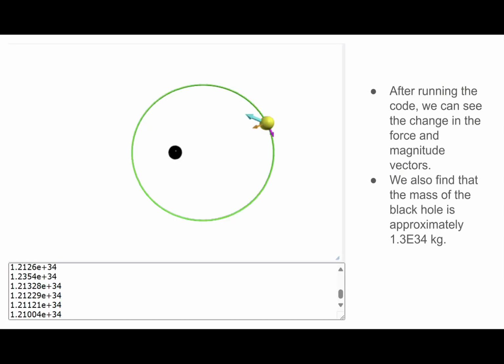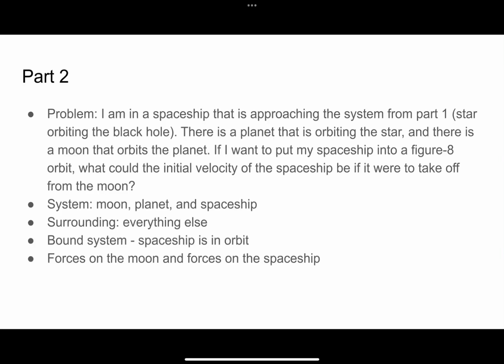When we run the code, we are able to see the change in the vectors for momentum, parallel force, and perpendicular force. Using the code that we made to find the mass of the black hole, we found that its mass is approximately 1.3 times 10 to the 34th kilograms.